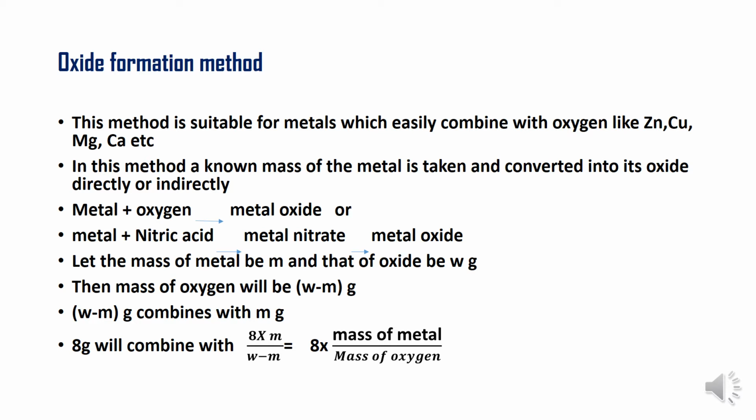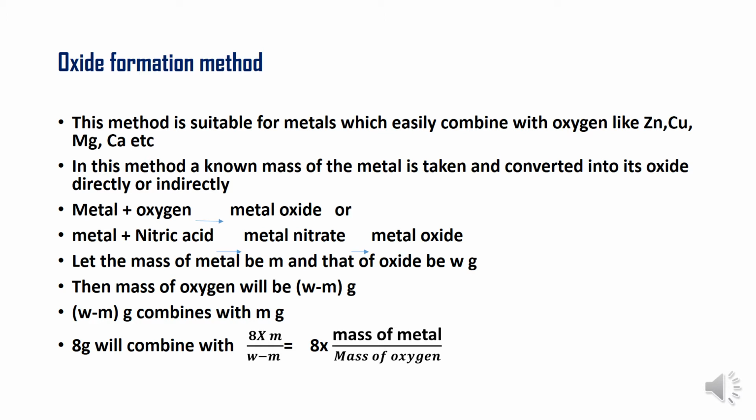So in this method, a known mass of the metal is taken and then we are converting it into its oxide. So metal plus oxygen gives metal oxide. So we will see how much metal oxide is formed, and already we know how much metal was taken. So we can find out how much oxygen is there in this metal oxide, and then we will find the equivalent mass. So very simple thing.